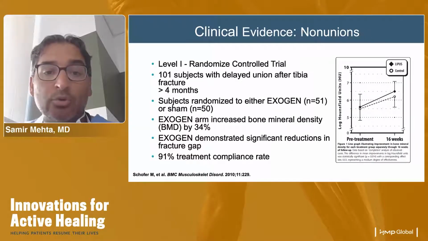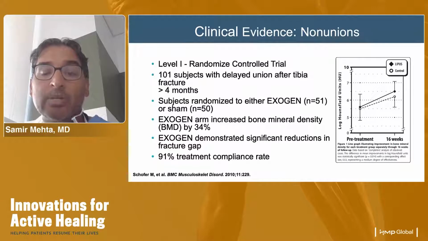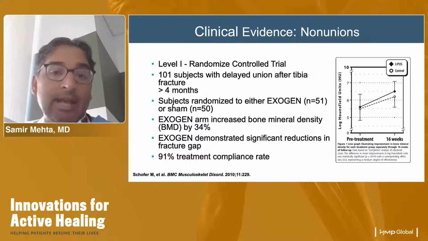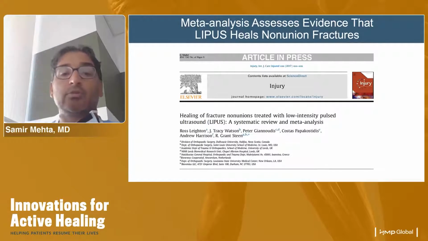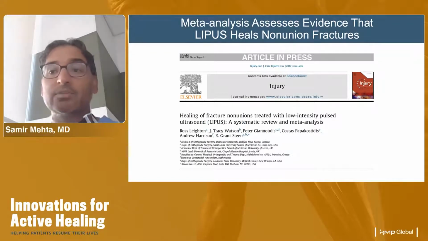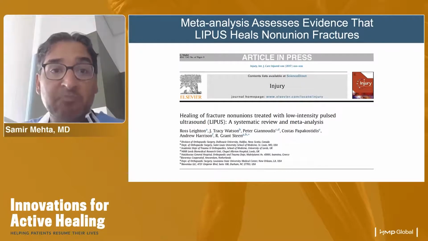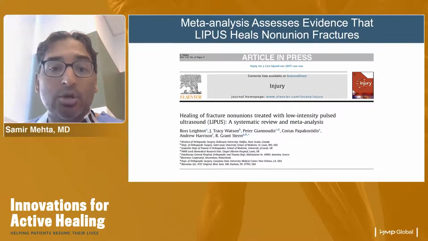This is a randomized controlled trial showing increased bone mineral density in patients who had a non-union treated with low-intensity pulsed ultrasound. In this case, it was Exogen, and there was a high compliance rate. So all of these things are showing us that treatment with ultrasound makes a huge difference in terms of bone mineral density and healing. A meta-analysis showed that LIPUS heals non-union fractures. This took data from multiple sources and collated all that data, and showed us that non-unions treated with ultrasound, some of the data I've already shown, but this is bigger, show that fractures can heal that way.